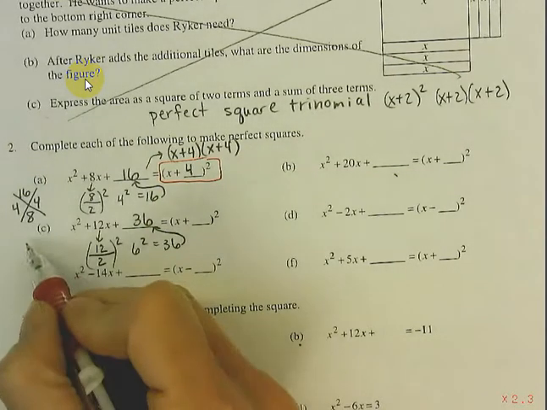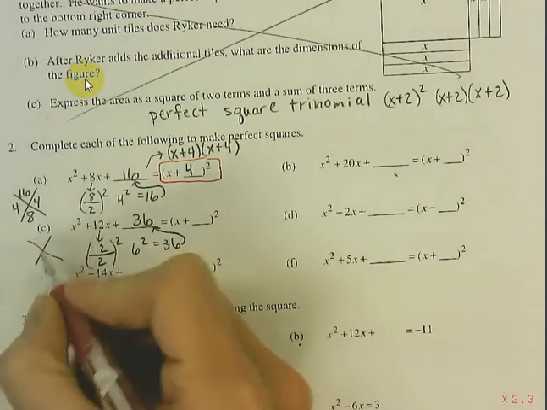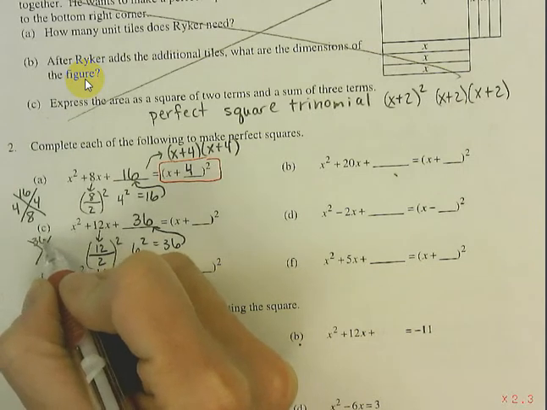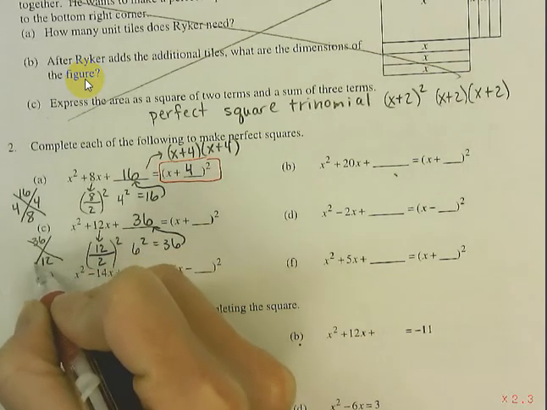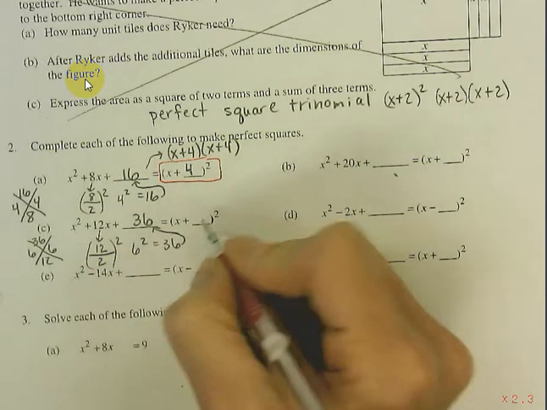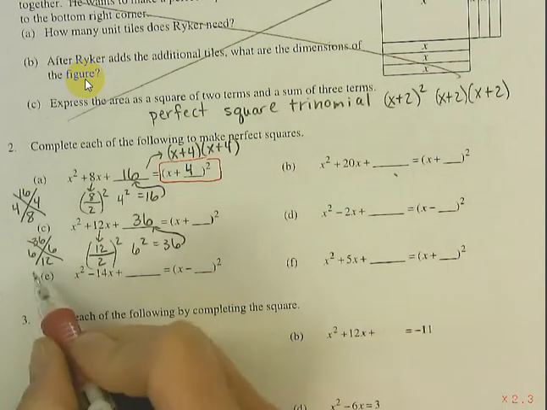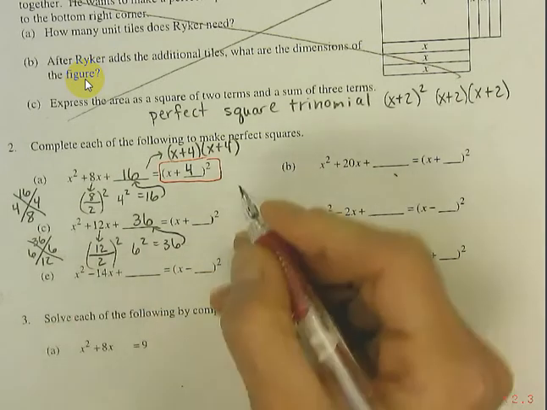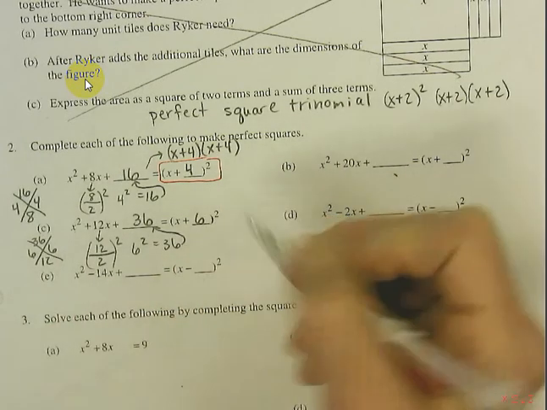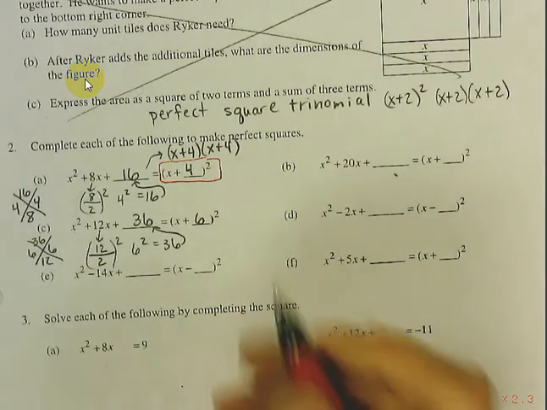Again, if you did it right, it should factor. Two numbers that multiply to be 36 add up to 12. The two numbers are 6 and 6. So the two factors are x plus 6, x plus 6. We can write that as x plus 6 quantity squared.